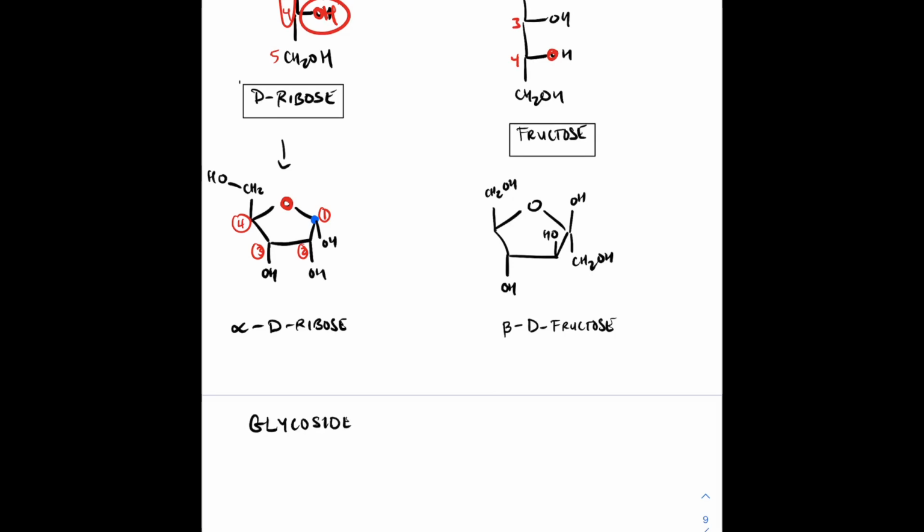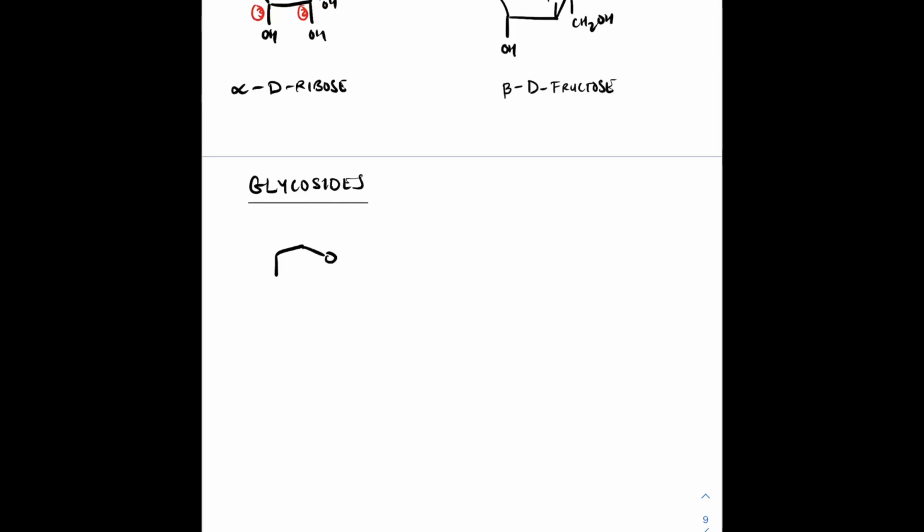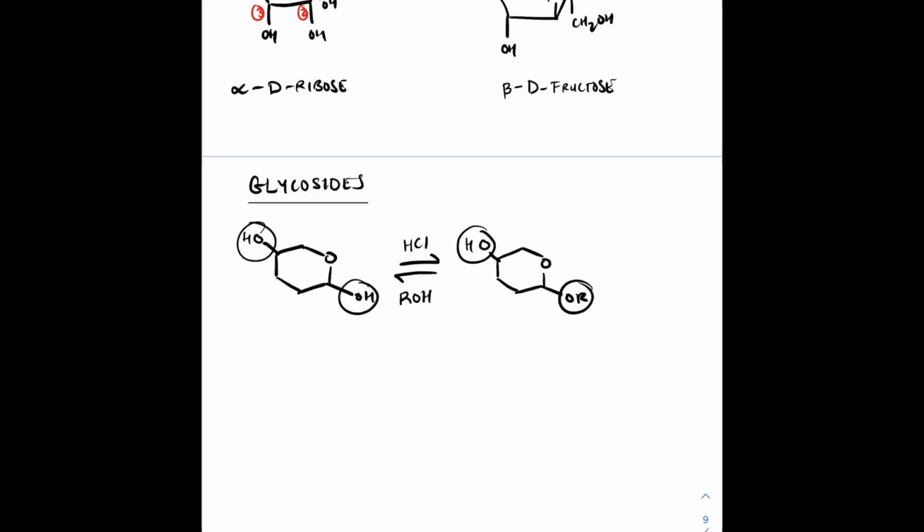All right, so the next topic that we want to go over is glycosides. Glycosides, we've already actually seen them, we've created them, and they're pretty much just acetals. Okay, so they're just called glycosides because they are done with sugars. So if we have a sugar drawn here, HCl and an alcohol, remember we need an acid and an alcohol, that's going to form a glycoside or an acetal.